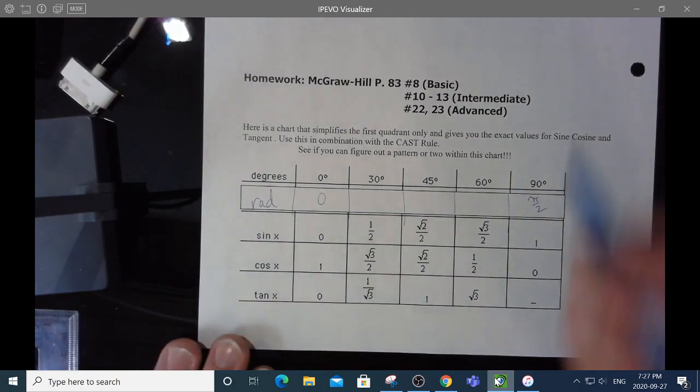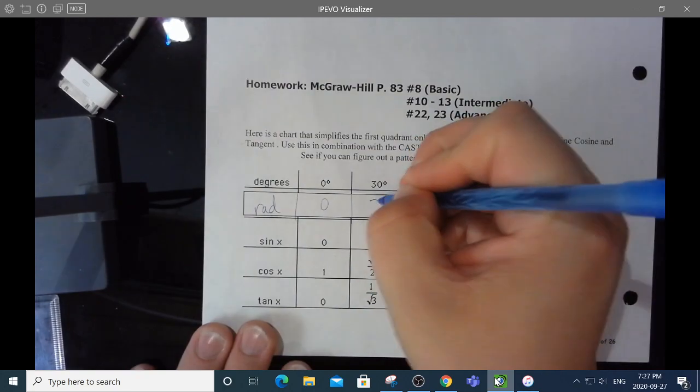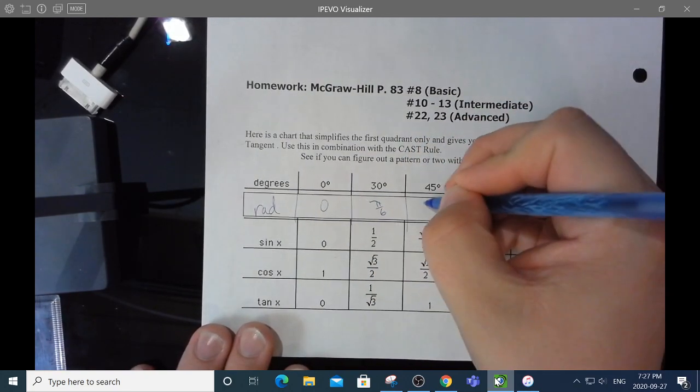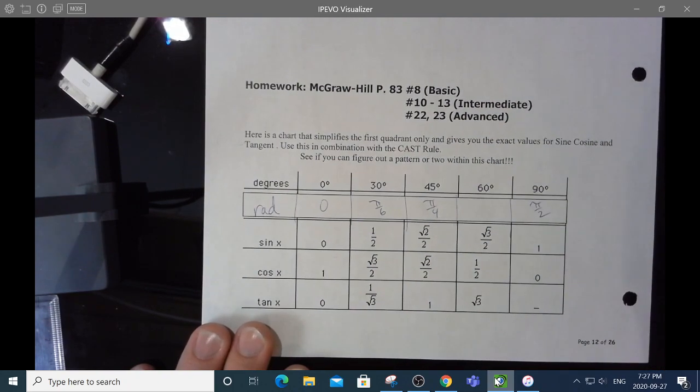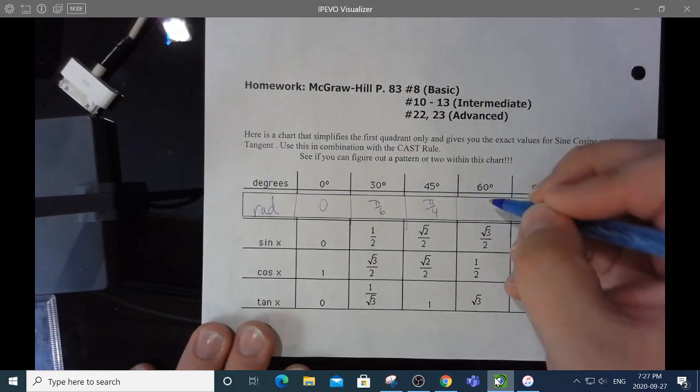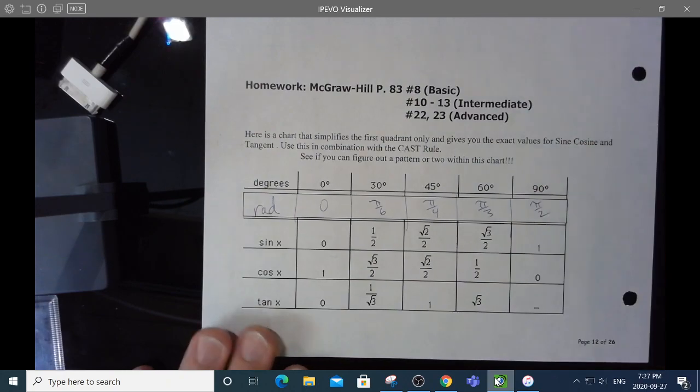Okay? 30 degrees is a 1/6 of pi. 45 degrees is a 1/4 of pi, which makes sense. It's a half of that. And 60 degrees is a 1/3 of pi. And that's where we'll stop for now.